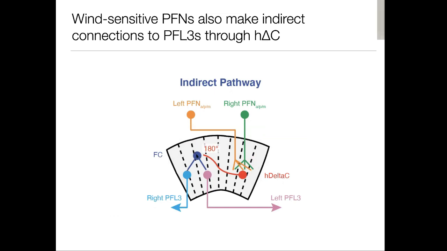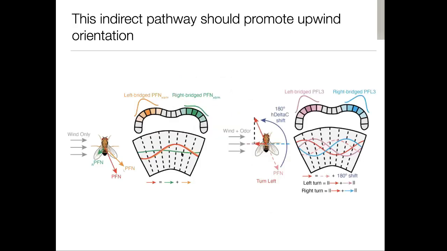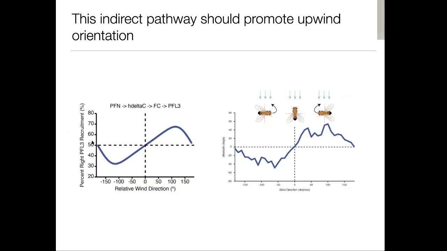And then they project halfway across the fan-shaped body, where they project again onto these steering-related PFL3 neurons, but through an intermediary called FC neurons. And so the prediction here is that what the H delta C neurons should do is take this wind direction bump represented in PFNs and rotate it by 180 degrees. And now if we compare this bump to the left and right PFL3 neurons, you can see that this bump is closer to the left PFL3. And so now wind from the left is going to promote left turns. And again, if we propagate this through our model, this generates an upwind tuning curve consistent with what we observe behaviorally in the flies in the presence of odor.